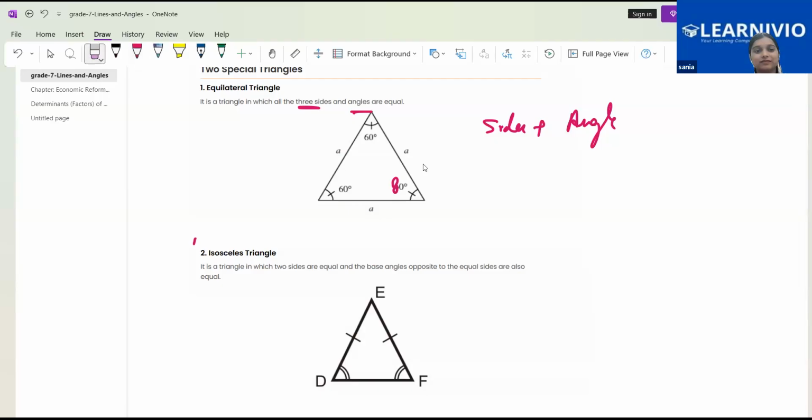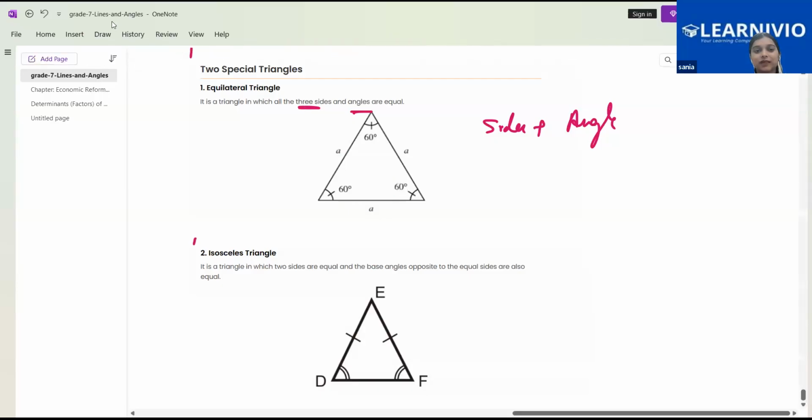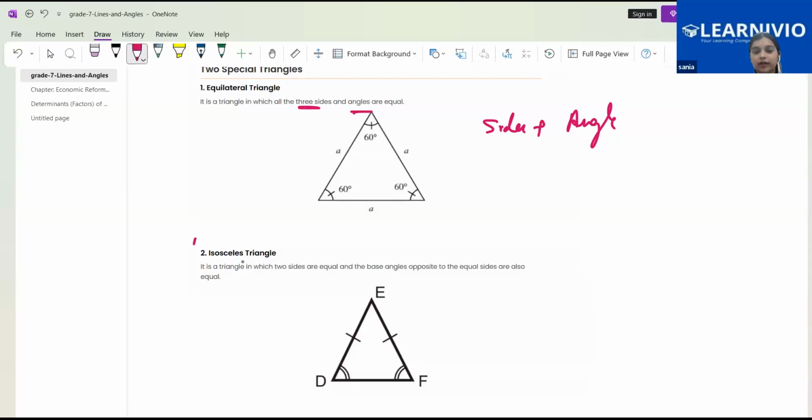Ma'am, but in the one marker questions, they used to put 58 like that. So you will say that's not an equilateral triangle, right? That's then the obtuse angle. Acute angle.